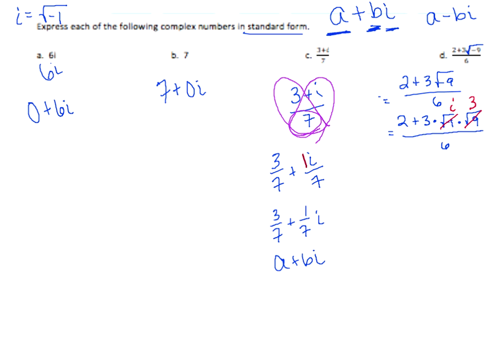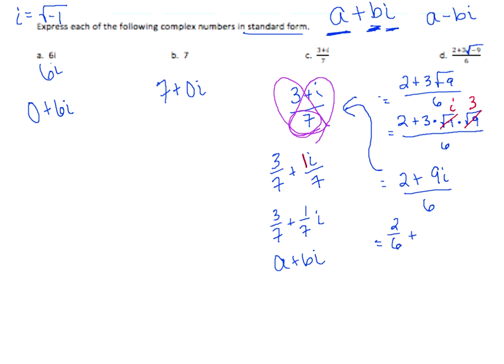So here's where I am so far with getting this thing in the standard form. 2 plus, well, I have 3 times i times 3, which gives me 9i over 6. And now I'm at the same point that I was here. I'm ready to start splitting into real plus coefficient imaginary. So I have 2, I have 2/6.